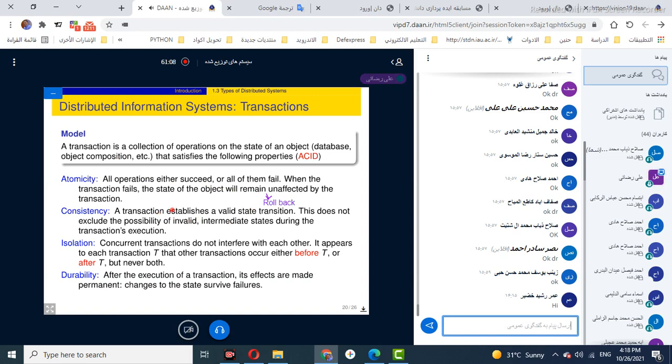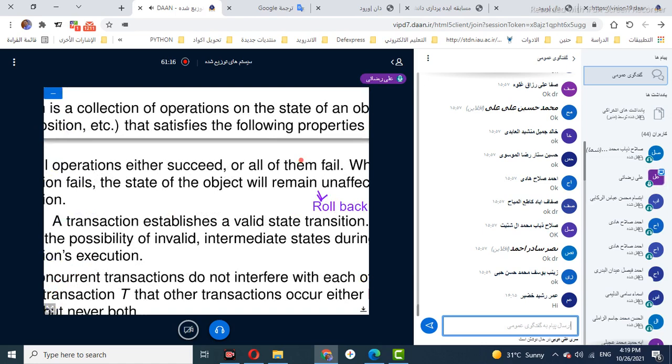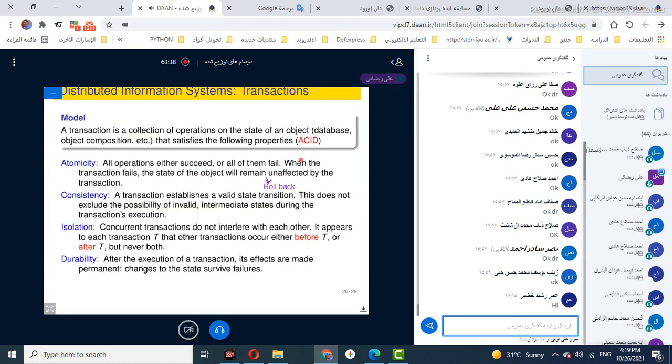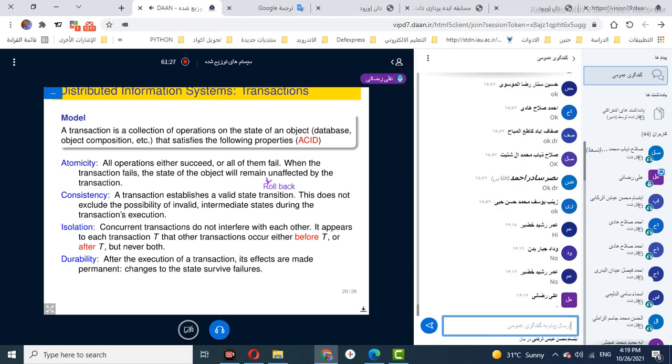Okay. Are there any questions here about atomicity or ACID in general? If anyone has a question, please write a dot like this, and then I will wait until he or she completes their writing. Okay, it seems everyone is fine.